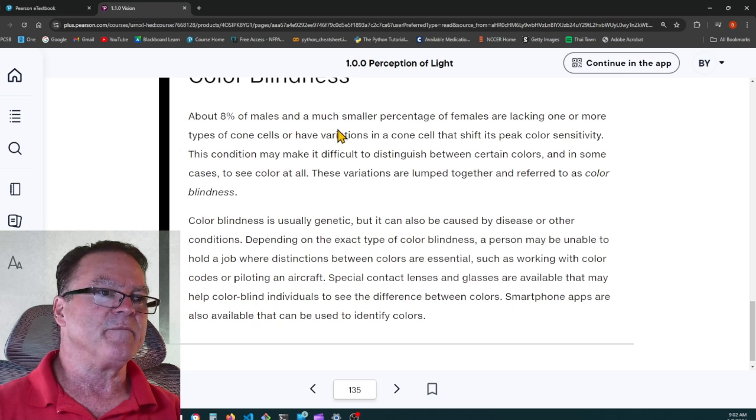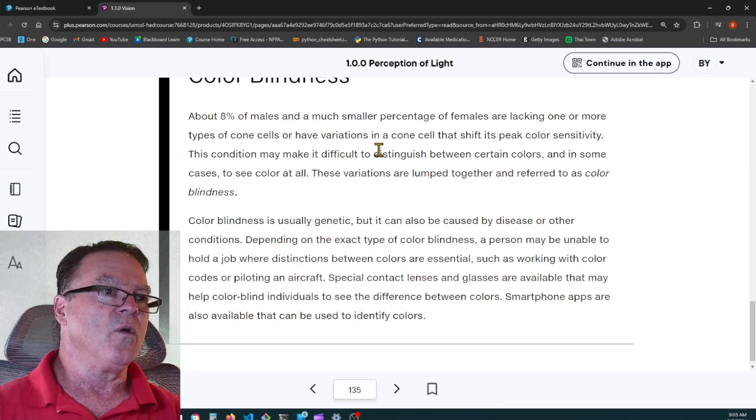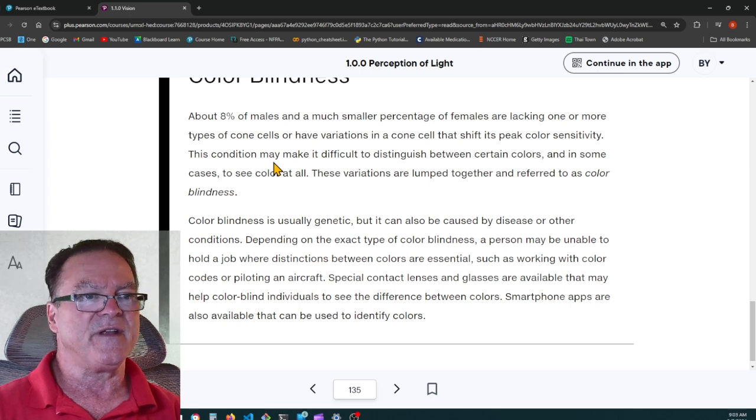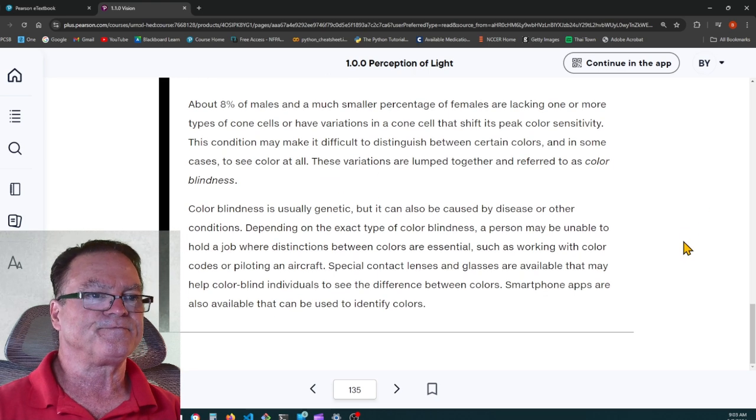About 8% of males, and a much smaller percentage of females, are lacking in one or more types of cone cells or have variations in a cone cell that shifts the peak color sensitivity. This condition makes it difficult to distinguish between certain colors and in some cases to see color at all.